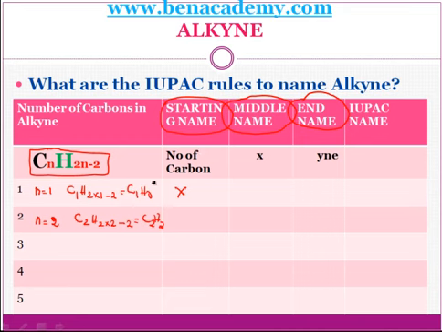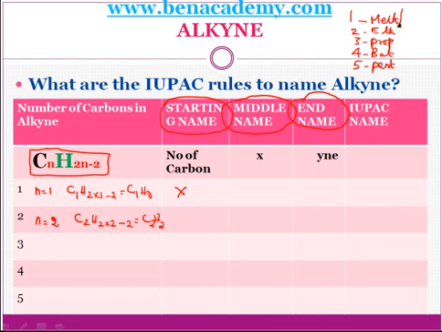The starting name depends on the number of carbons. Already you have learned, if there is only one carbon, that is called meth. If the number of carbons is 2, then that is called eth. If 3, that is called prop. If 4, that is called but. If 5, then it is called pent.